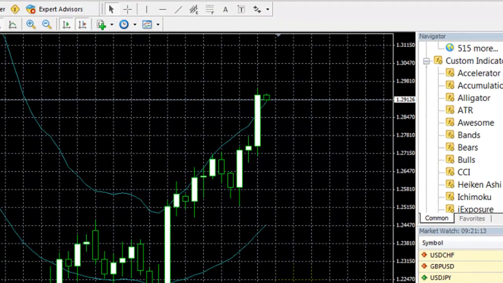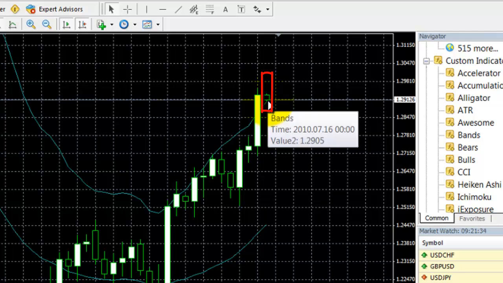In this example, we see that the previous candle has closed above the upper band, and therefore this sets us up for a buy trade. During the current candle, if the ask price goes higher than the highest high of the last N bars, we will enter a buy trade.